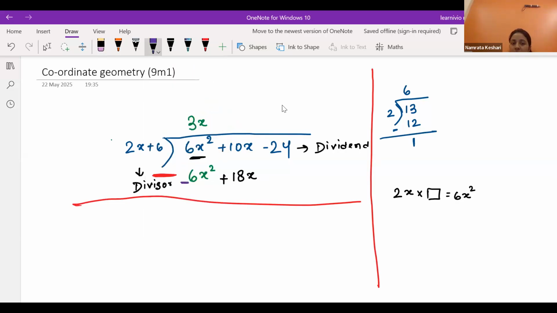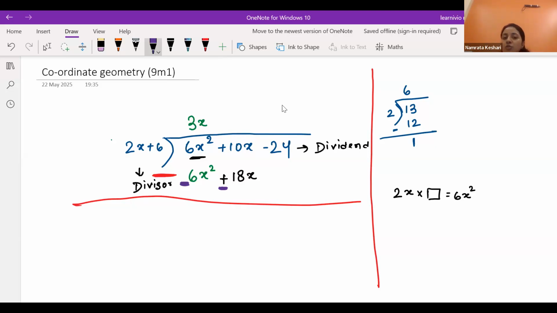This 6x square became negative, and this 18x also became negative. Even though I am not showing the bracket, and you will not see the bracket anytime, this is what is happening: that subtraction you are doing, but due to the bracket each and every sign is changing. So your 6x square became negative 6x square, and your 18x became minus 18x.